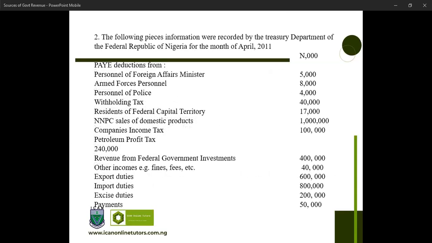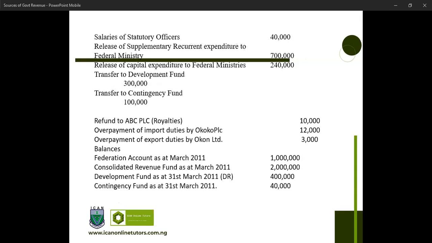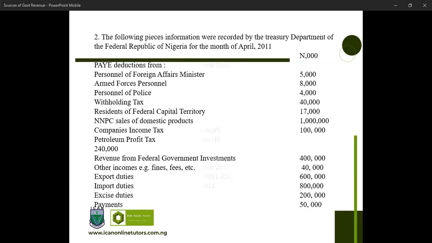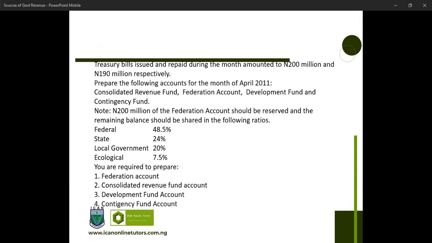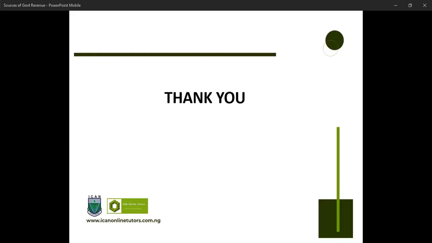Question two: you have the following information which was recorded by the Treasury Department of the Federal Republic of Nigeria for the month of April 2011. All information is provided: Federation account as at March 2011, Consolidated Revenue Fund as at March, Development Fund account as at March, and Contingency Fund account as at 31st March 2011. You are required to prepare the Federation account, Consolidated Revenue Fund account, Development Fund account, and Contingency Fund account. Please, submission on or before Thursday. You can write, take screenshots and send to the WhatsApp group for review.